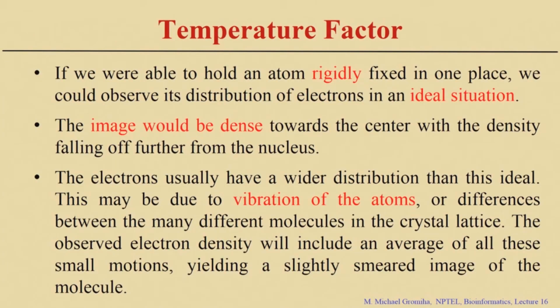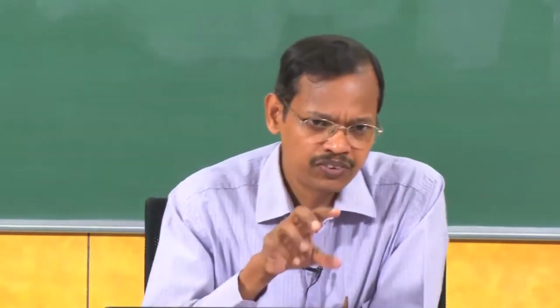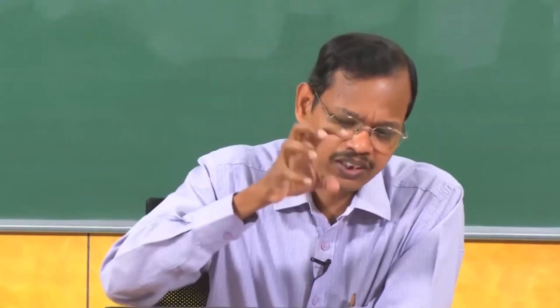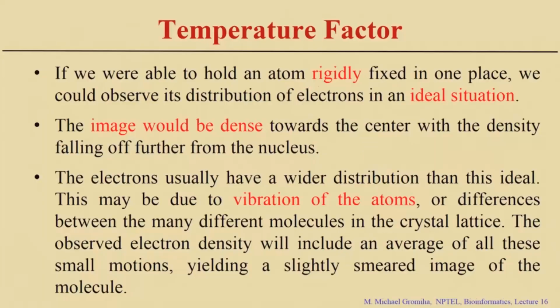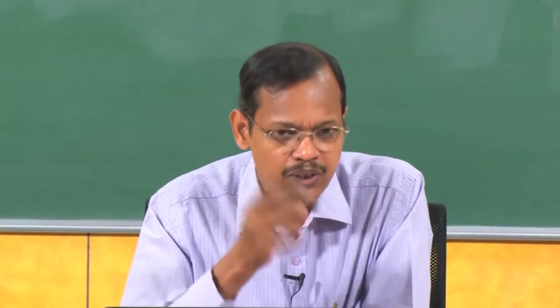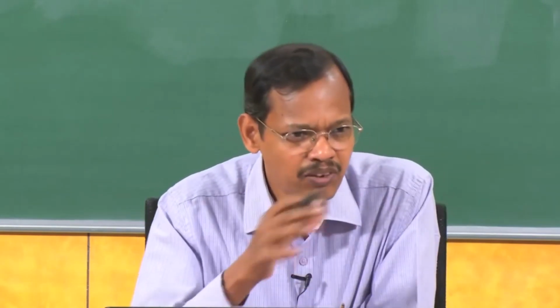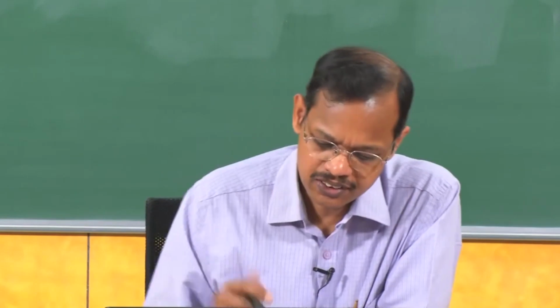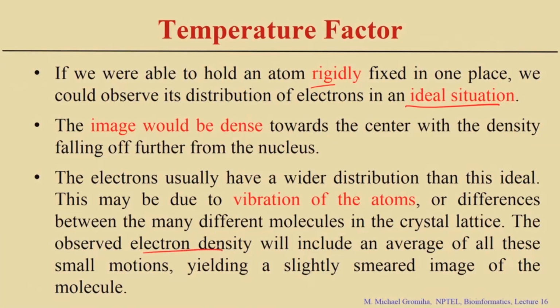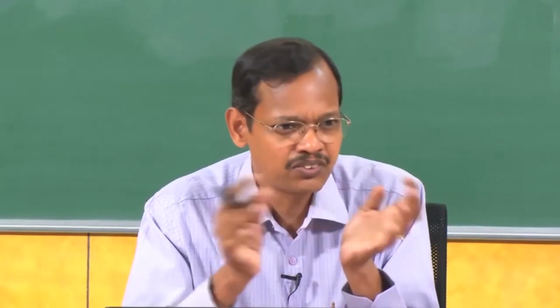How do we get this? If you are able to fix the atom within the electron density map, within that space, then it is rigid, and in this case it does not disturb the electrons. This is an ideal situation. You can get a dense distribution within that particular conformation, and then the atom is very rigid. But usually the electrons have a wide distribution, because the atoms vibrate, and different molecules in the crystal lattice differ. The electron density will include the average of all the motions. If they vibrate more, then the deviation is very high.